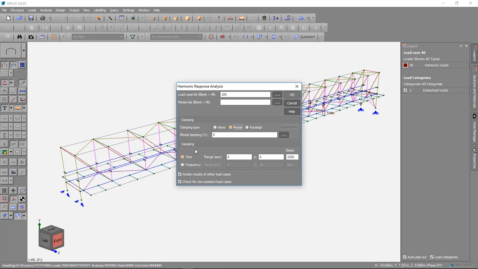Further down you've got a choice of time or frequency sampling. So during a harmonic analysis, if we use time sampling, we're basically seeing what happens to the structure over the period of time that we specify here. So in this case, let's say we go from time 0 to 10 seconds. And we can also specify the number of steps. So if I make it 200 steps, that's 200 time intervals, or 201 snapshots of what the structure is doing throughout that 10-second period. And then click OK to run the analysis.